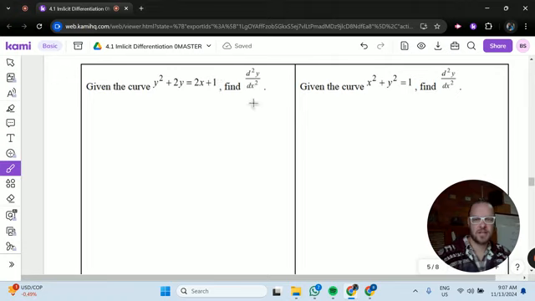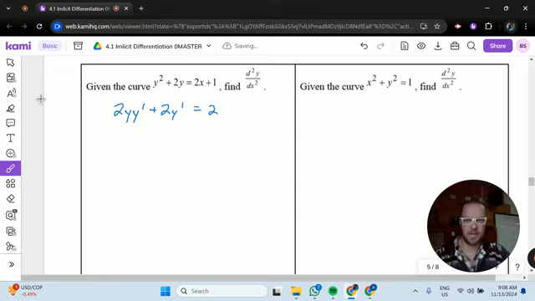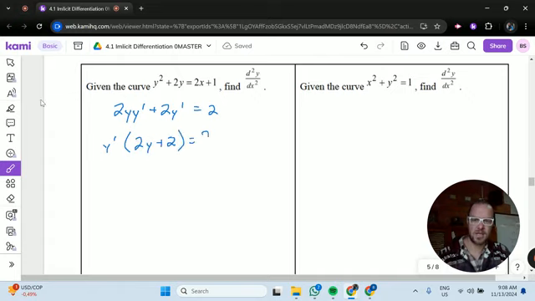All right, so the only difference here is that you'll notice we've got that other notation we've used before, which is d²y/dx². And so that just means we're taking the second derivative. So we're going to start by finding the first derivative. So 2y·y' + 2y' = 2. Okay, still got to do the same thing. I'm going to have to solve for y'. 2y + 2. Then we're going to divide both sides.